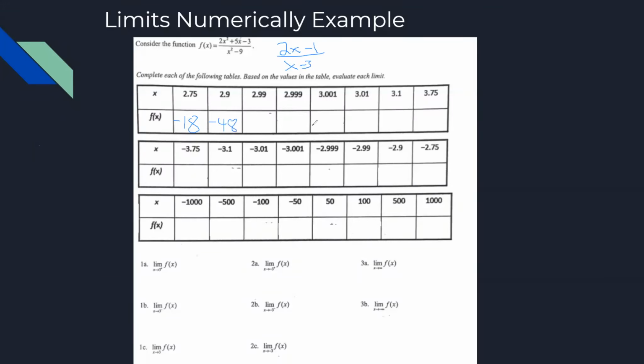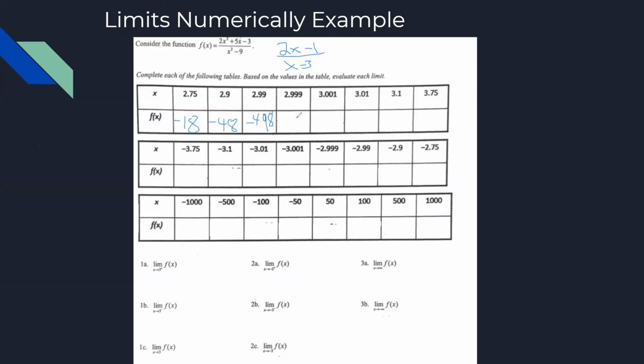And now we're going to do 2.99. So 2 times 2.99 minus 1 is equal to 4.98. 2.99 minus 3 is equal to negative 0.01. So 4.98 divided by negative 0.01 is equal to negative 498. So you can see that as it gets closer and closer to 3, it's becoming larger and larger.